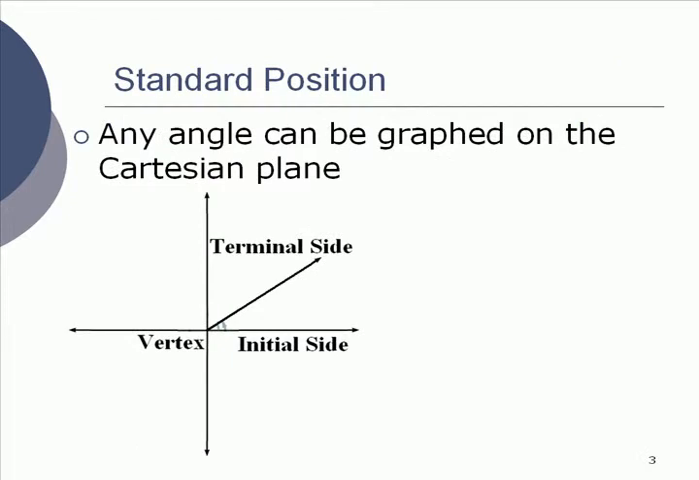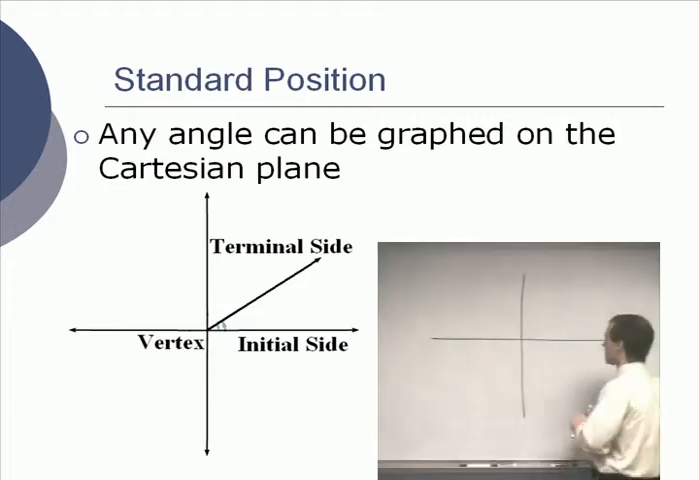First of all, we touched on this idea a few lessons ago last week, but we can take any angle and we can put it on the Cartesian plane. When we do that, there's a little bit of terminology that's worth noting here. First of all, we generally put angles in what's called standard position. And standard position means that one side of the angle lies along the positive x-axis.